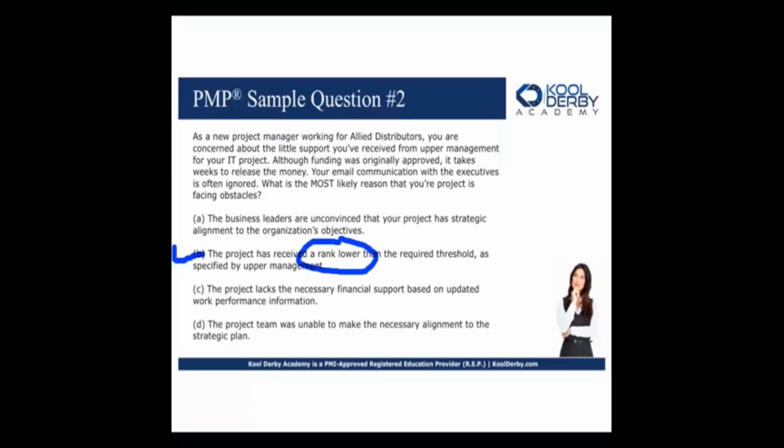Okay, good. All right, I like C being gone. Tell me why C's gone. Daniel, why is C gone? The reason why I would say C is gone is because it doesn't say anything about the project not having necessary financial support, and the fact that there's been a problem with communication. So how can WPI be tracked or monitored at this point to say that that's the reason the project is facing obstacles? That's good.